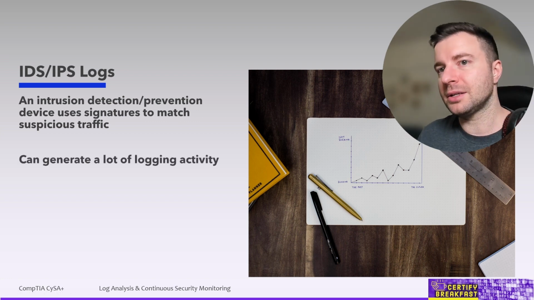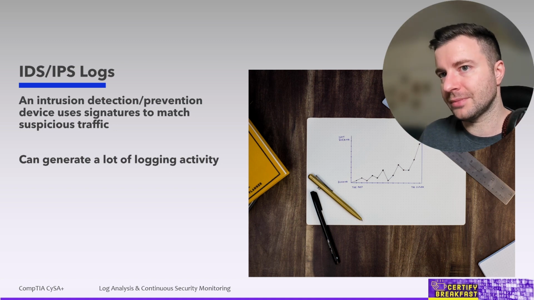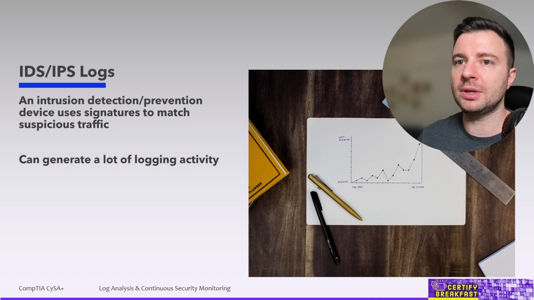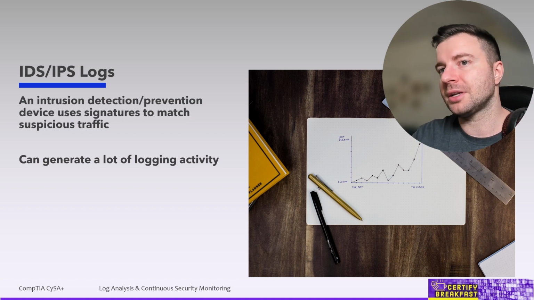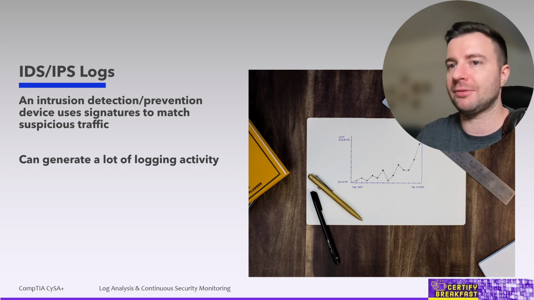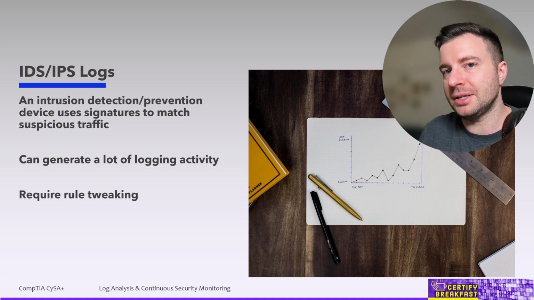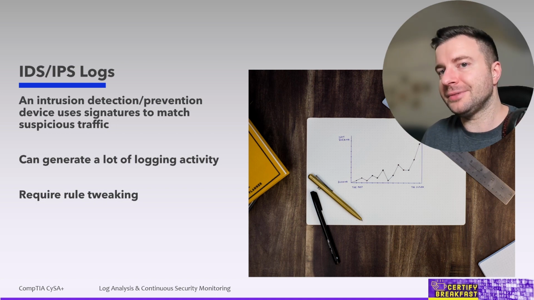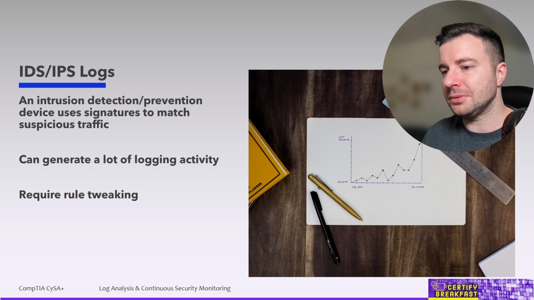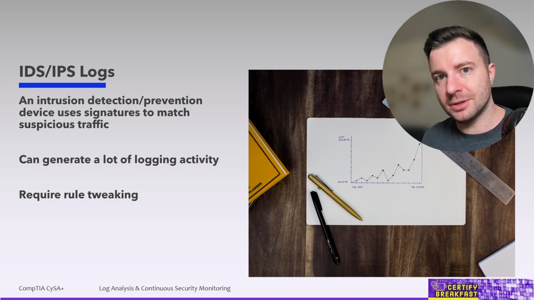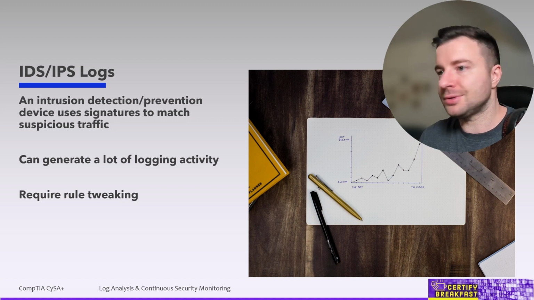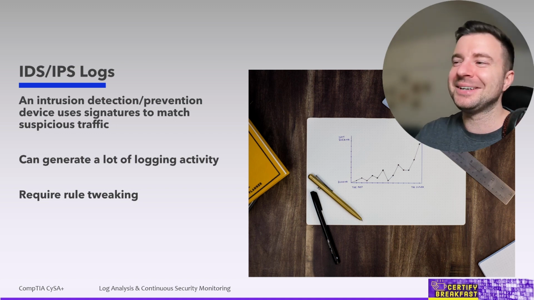Now, they're most likely going to generate a lot of logging activity, especially IDSs, which can only alert, and in most cases they're going to need some rule tweaking to match your desired environment, because out of the box they're going to alert about everything. So we need somebody to look at those rules and start teaching the IPS device or the IDS device, this kind of behavior is acceptable, right? Don't go crazy if you see something like this in our network. This is normal for us, okay?